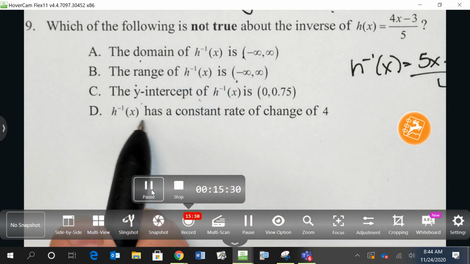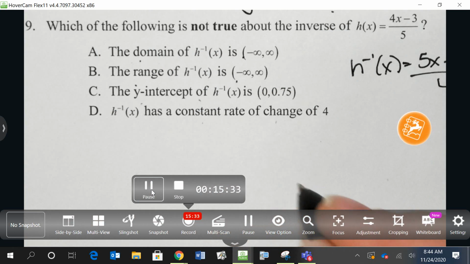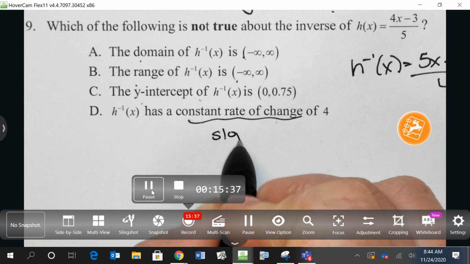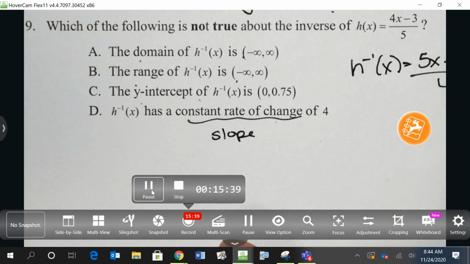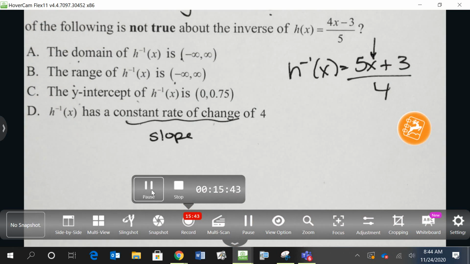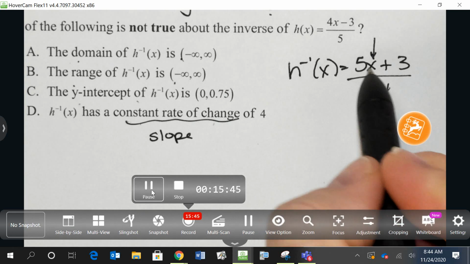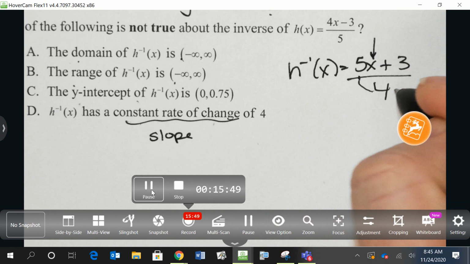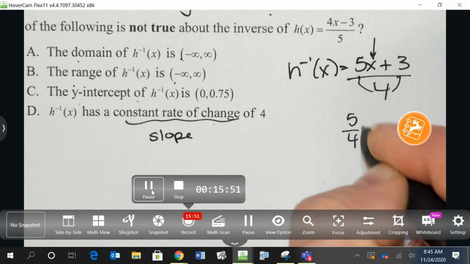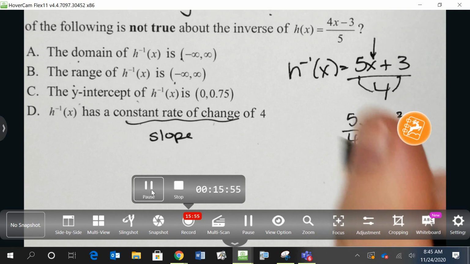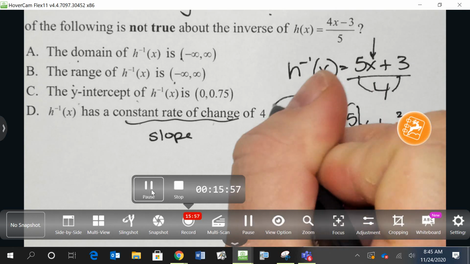And what is the constant? Constant means, sorry, what is the constant rate of change? This is referring to the slope. So I can come over here. And remember, the slope is the number that's stuck with the x. Now, by the way, the number stuck with the x is not just in this case the 5 in front. This 4 has to be shared with both the left and the right. So this is really 5/4 x plus 3/4. So keeping that in mind, the slope is not just 4, it's 5/4.